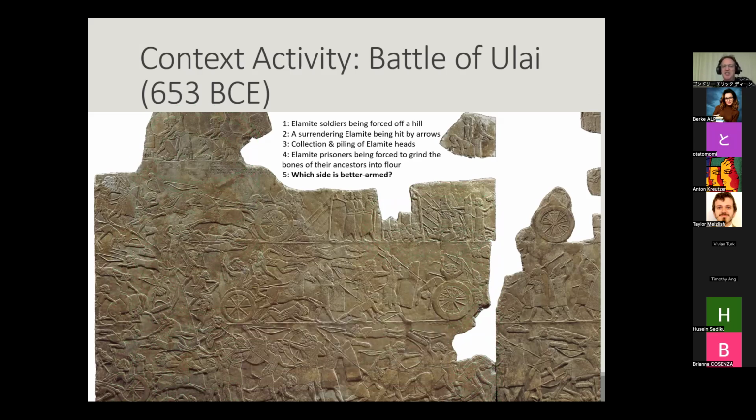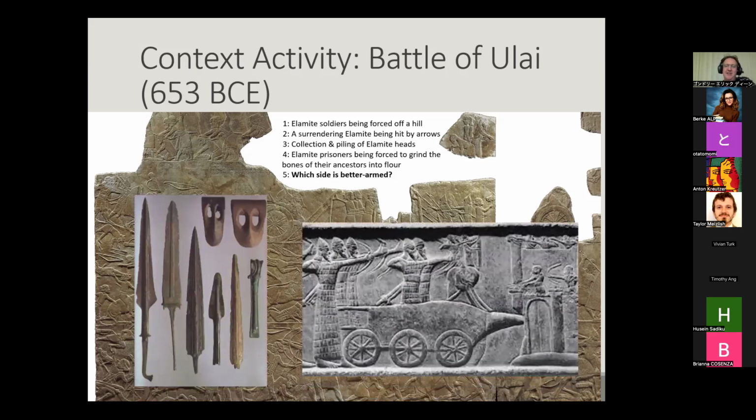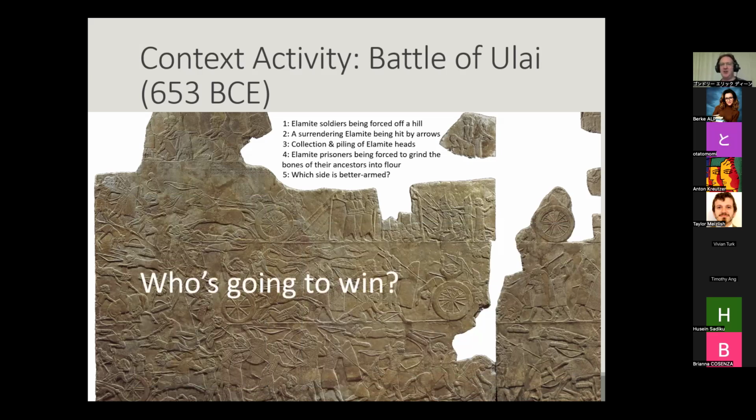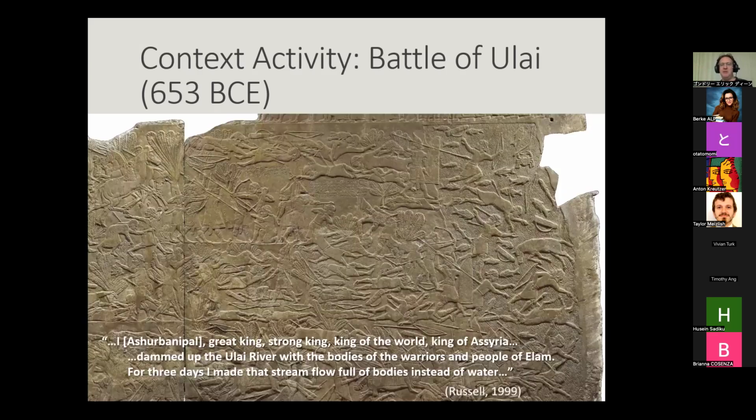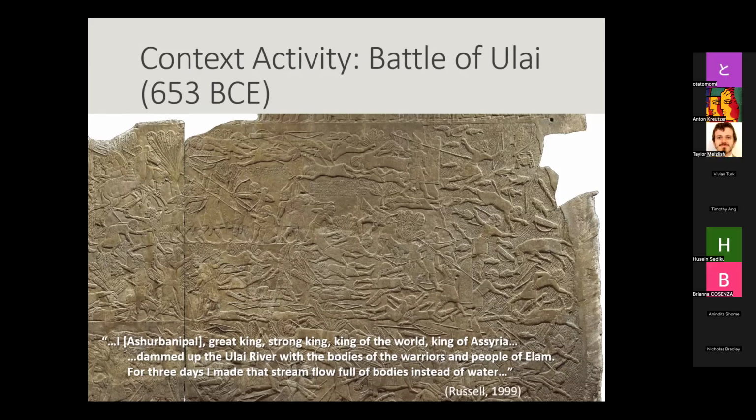And you ask the question, which side is better armed? And if they look around, they might see more heavy infantry on the Assyrian side. And yeah, the Assyrians indeed have iron-tipped weapons. And so then you ask questions like, all right, what's going to happen next? Who's going to win? What do you think? And probably the Elamites are not going to win since they're doing so badly. And you show them the next panel where the Elamites are being forced into a river and give them a quote that's written down where the king of the Assyrians is bragging about damming up the river with Elamite soldiers. So yeah, who's going to win?